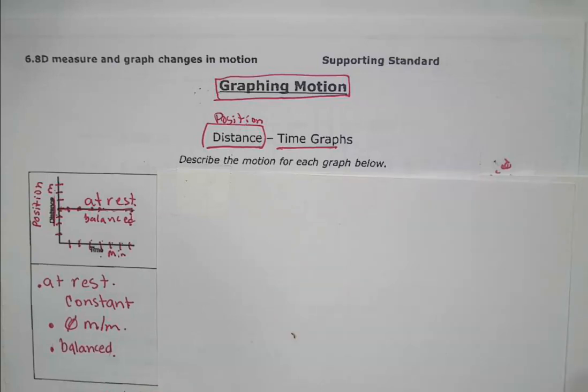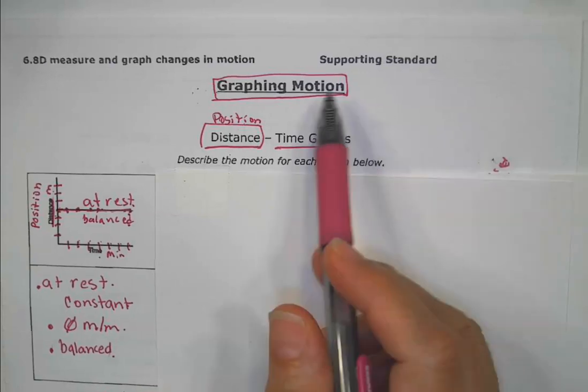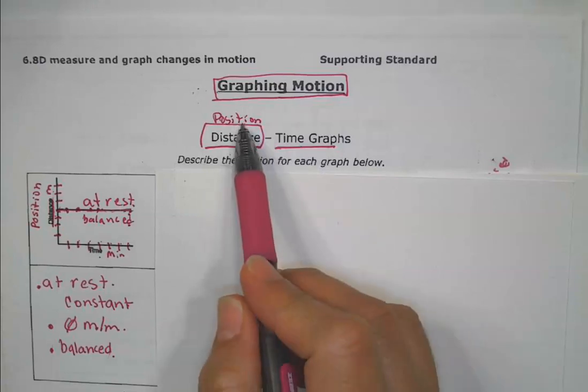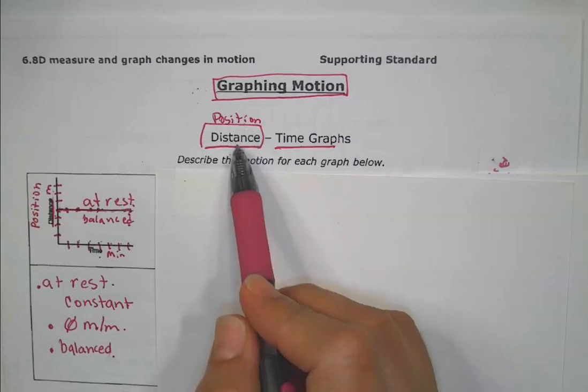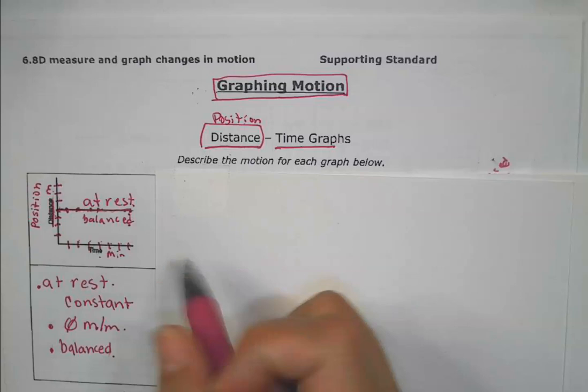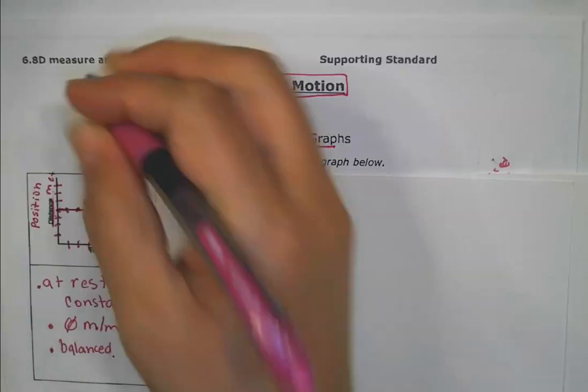Okay guys, so let's go ahead and get started with graphs of motion. This one right here that we have is a distance-time graph, which is referred to sometimes as position. So then I put position right here. Right here I'm going to put meters.